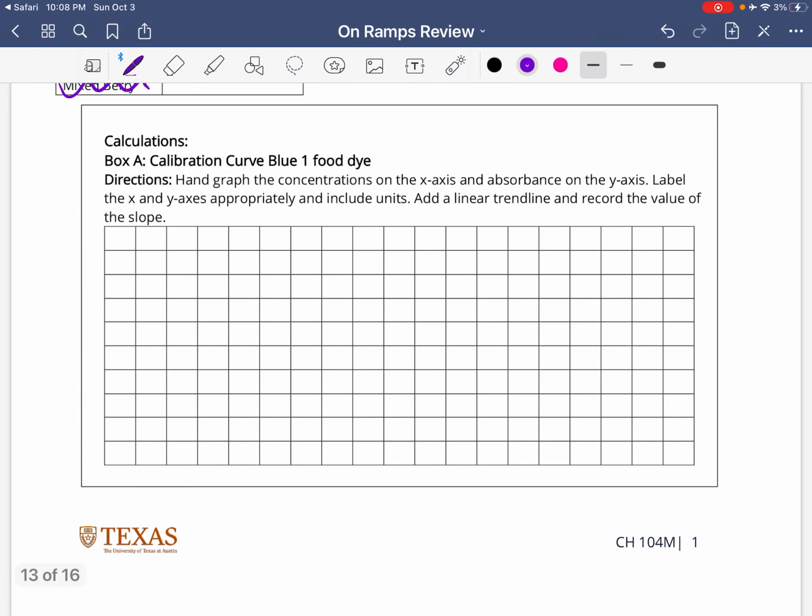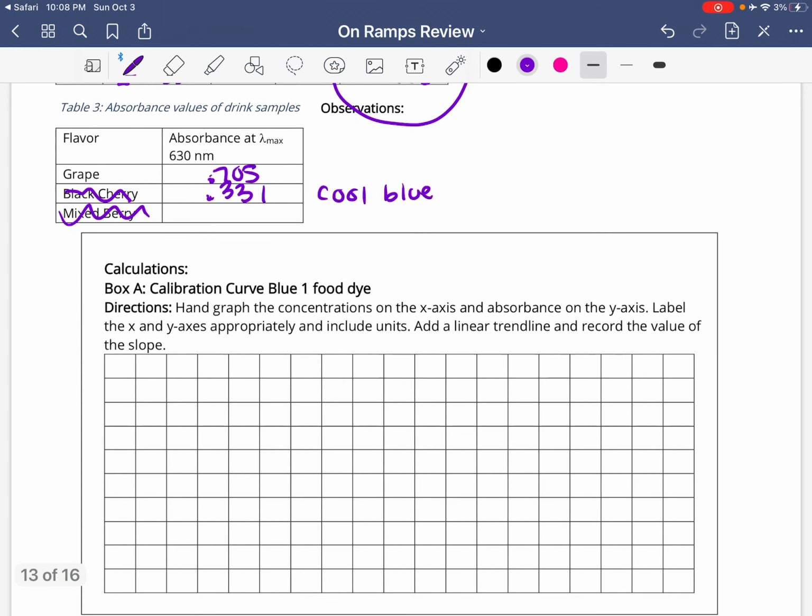So concentration will be down here. And absorbance will be up here. Remember, we found our equation to be y equals 0.5x plus 5.5. So our slope is 0.5x.